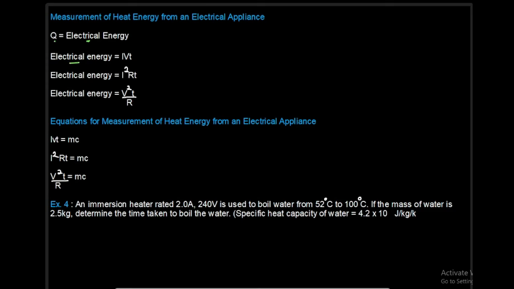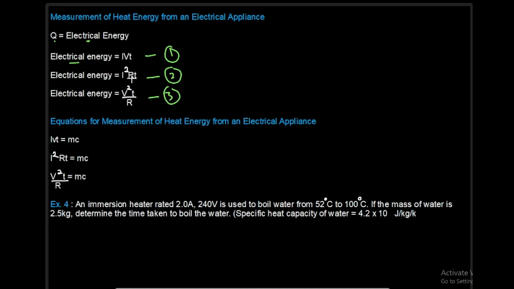And the electrical energy equation, we have three of them. Electrical energy is equal to IVT. We also have electrical energy equals I squared RT. Electrical energy equals V squared T over R. Now, I stands for current, V stands for the voltage or the potential difference, T stands for time, R stands for resistance.